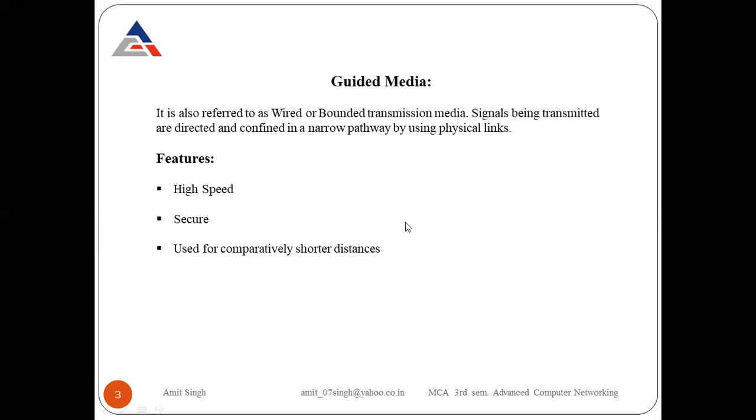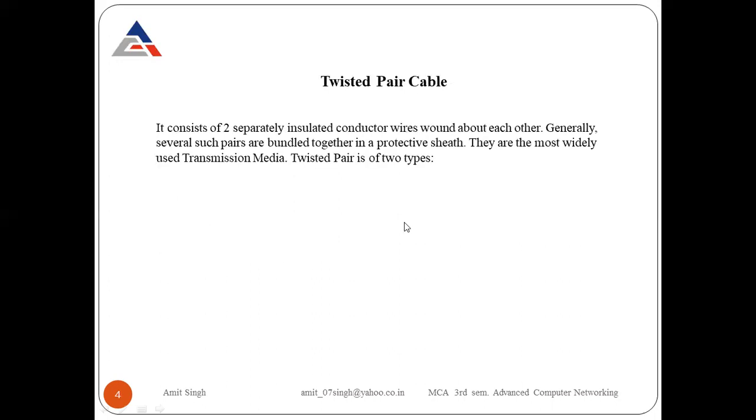Now let's move further. Now we are discussing the guided media. The first one is the twisted pair cable. It consists of two separately insulated conductor wires wound about each other. Generally, several such pairs are bundled together in a protective sheath. They are the most widely used transmission media. Further, twisted pair is of two types.